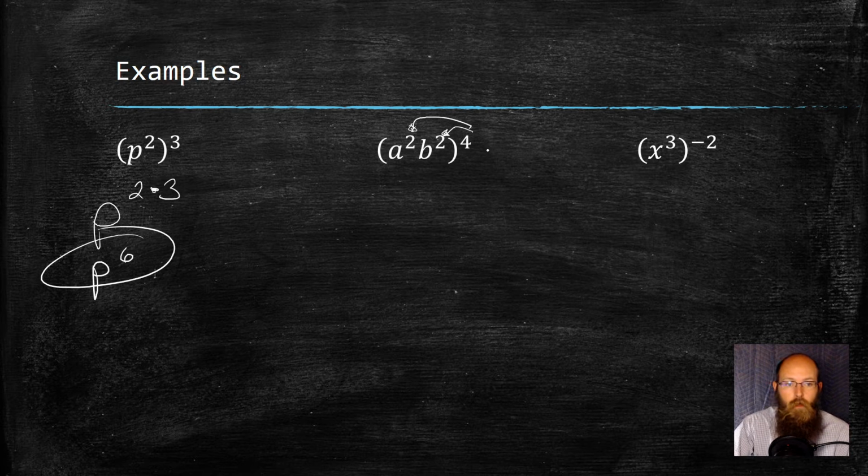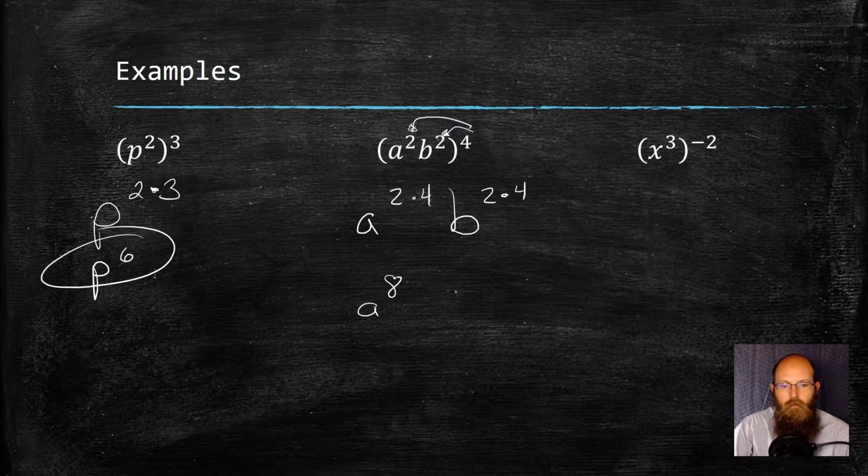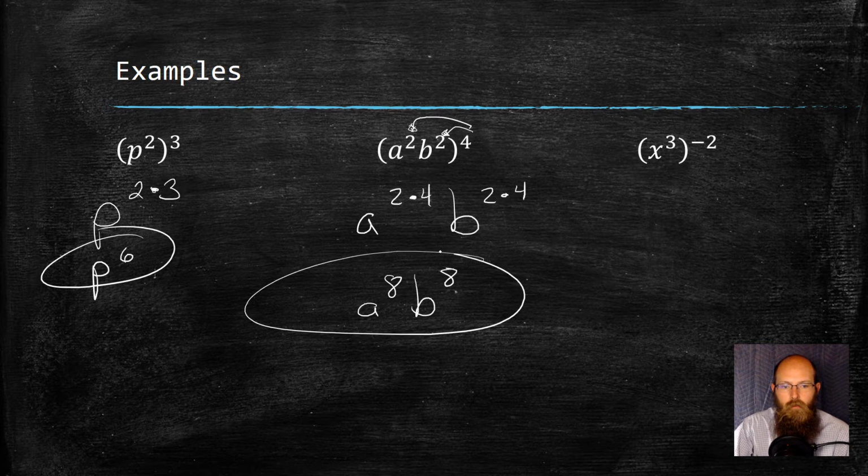So a squared raised to the fourth gets me a to the 2 times 4. I have b squared, but it's still raised to the fourth, so that's times 4, which is a to the 8, because remember, I multiply these, I don't add them. Don't write a 6 there. And then I have b to the 8 as well.